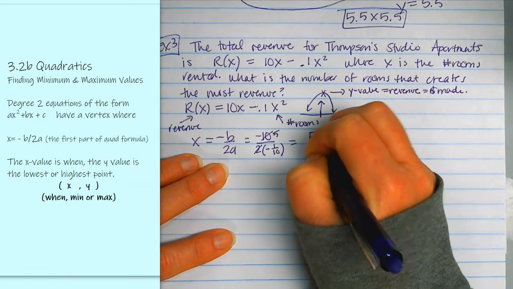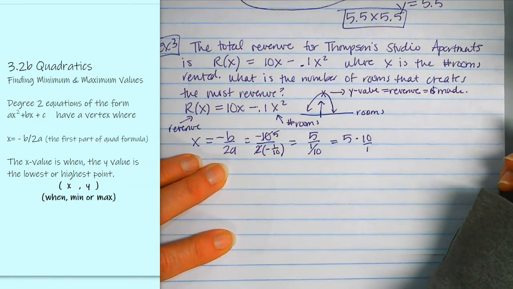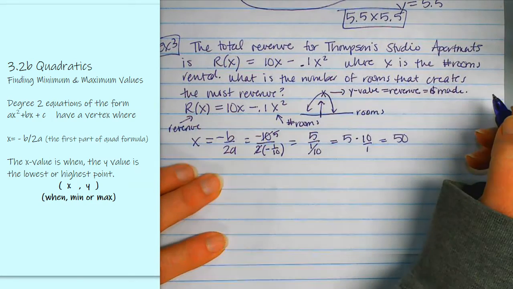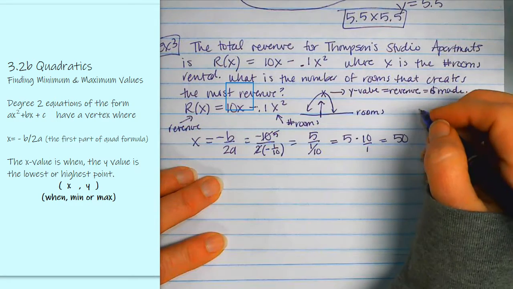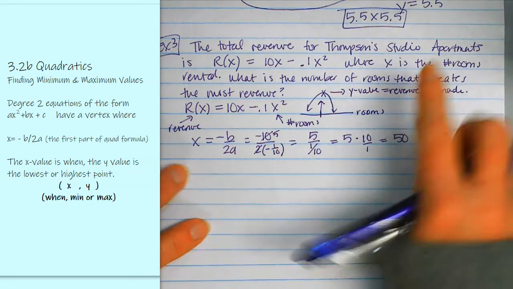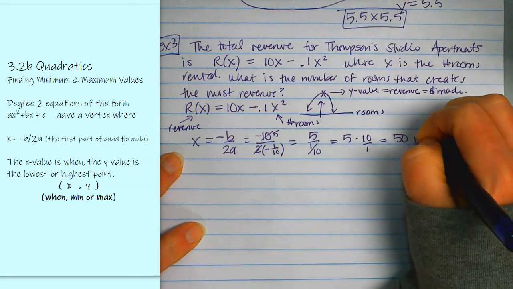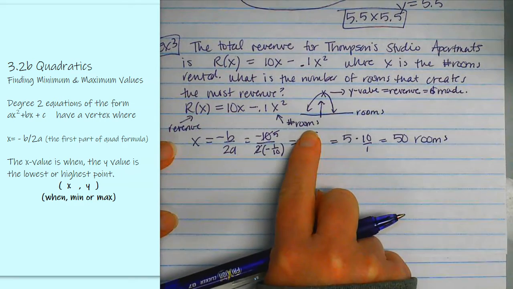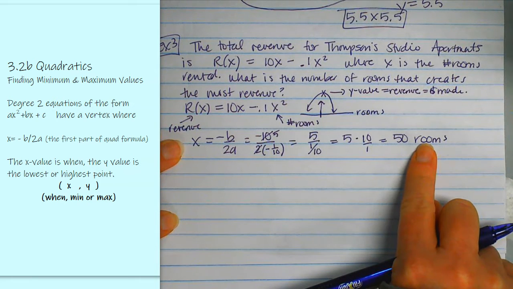I have 5 over 1/10, which is 5 times 10 over 1. When you divide by a fraction, you flip and multiply. And so we get 50. So if this is in dollars, then, I'm sorry, this can't be in dollars because X is the number of rooms. So what does X mean? X means 50 rooms. I don't have revenue yet. It's important that you make notes about stuff. So X is rooms. I was about to say money and I fixed it because I know what X is. X is the number of rooms, so 50 rooms.